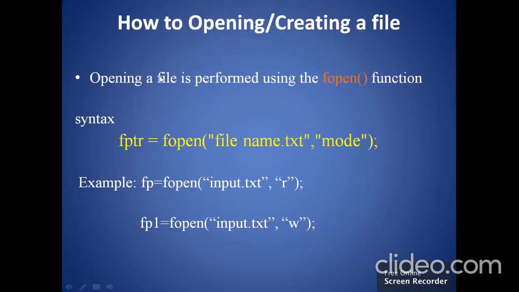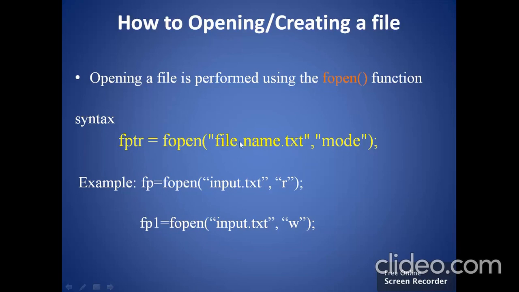Next, we will see how to open or create a file. Opening a file is performed using the fopen function. Consider the syntax of the fopen function, that is fptr = fopen("filename.txt", "mode"); Inside the brackets, inside the double quotes, we put filename.txt, then put a comma, then inside another double quotes, we put mode, and at last we put the semicolon. Here fptr indicates the name of the file pointer. fopen is the function used for opening the file.